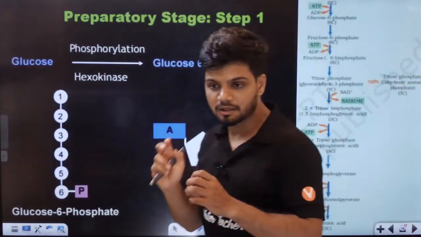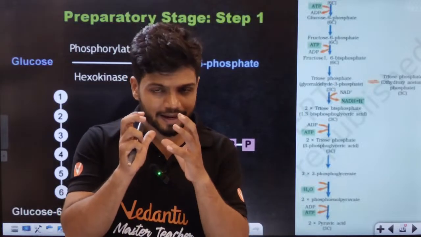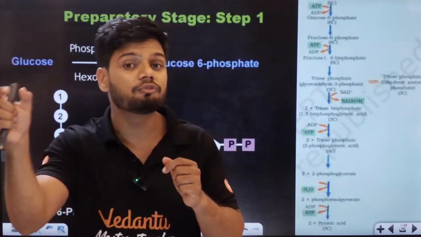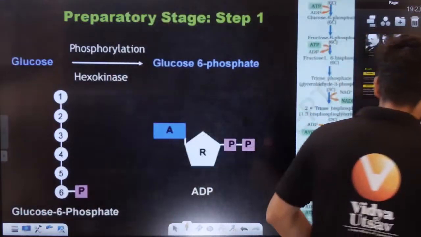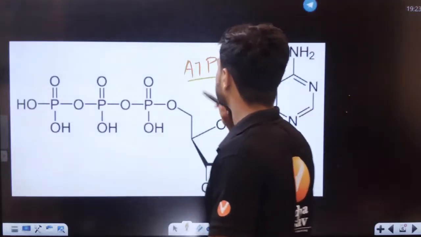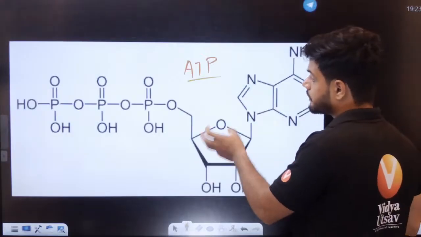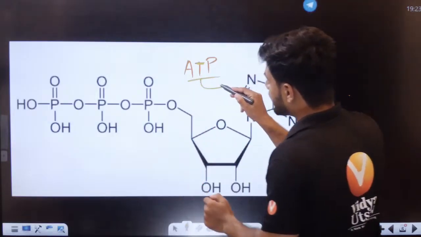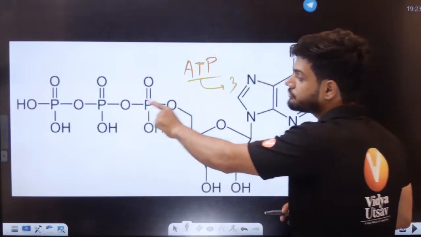Now if I take ATP, I'll share the PDF, don't worry, students. If you take the ATP molecule and remove one phosphate from adenosine triphosphate, it becomes adenosine diphosphate. See where it is. This is an ATP molecule: adenosine, this one, sugar here. Tri means what, students? Tri means 3. Phosphate 1, 2, 3. So ATP has 3 phosphates in it.